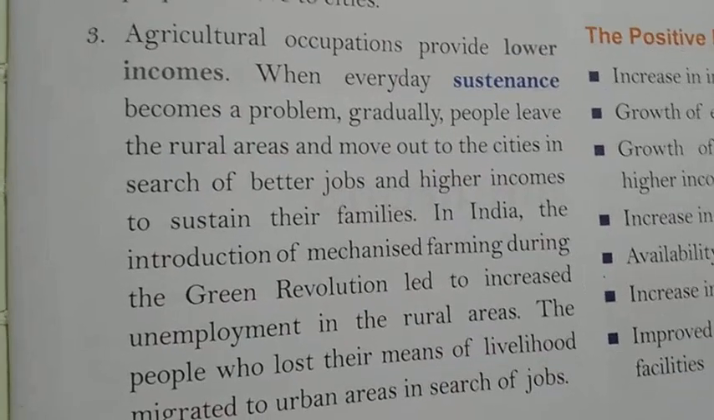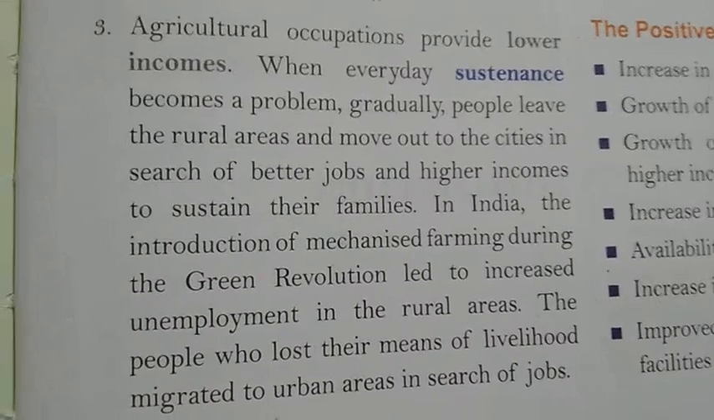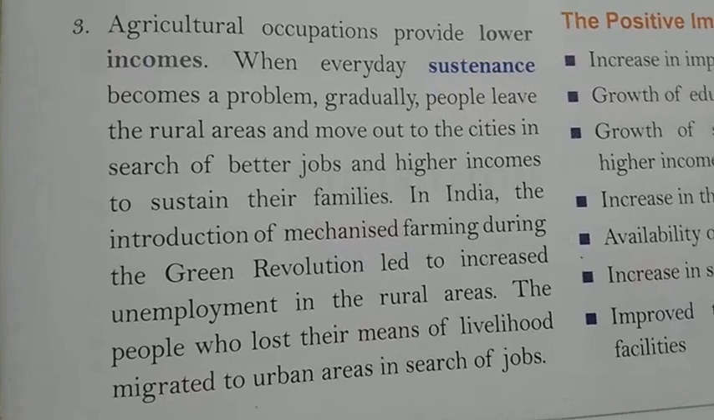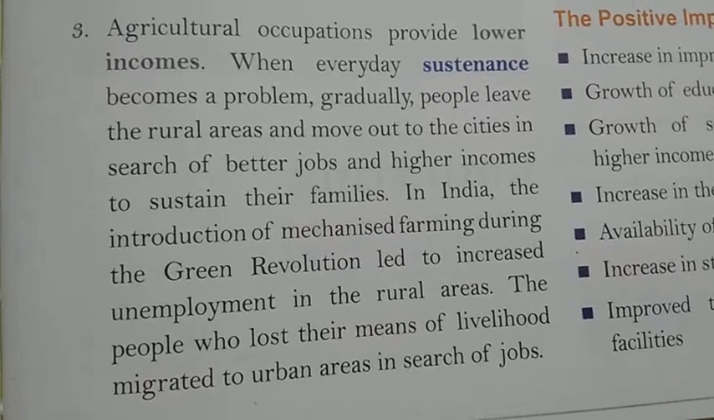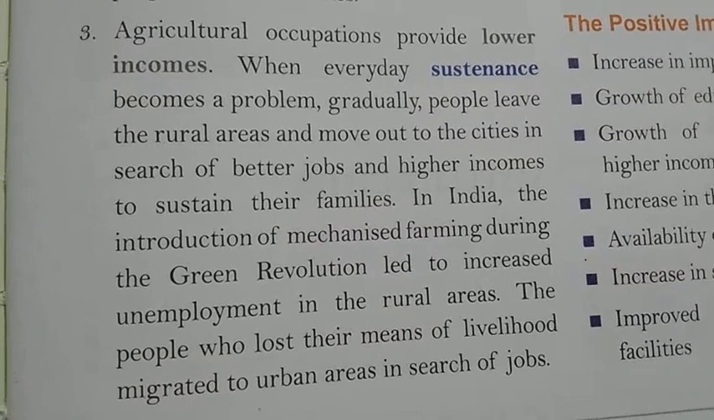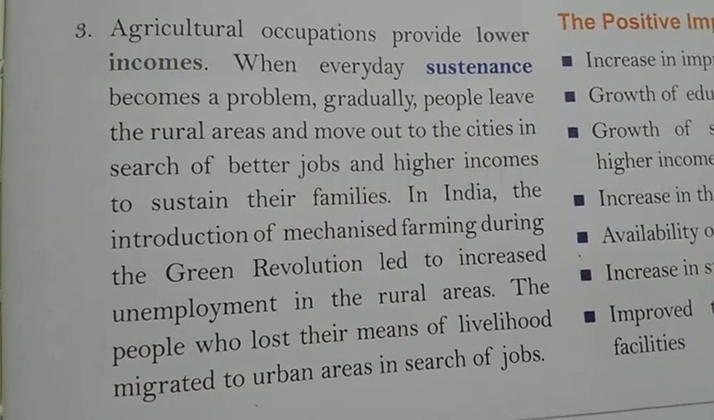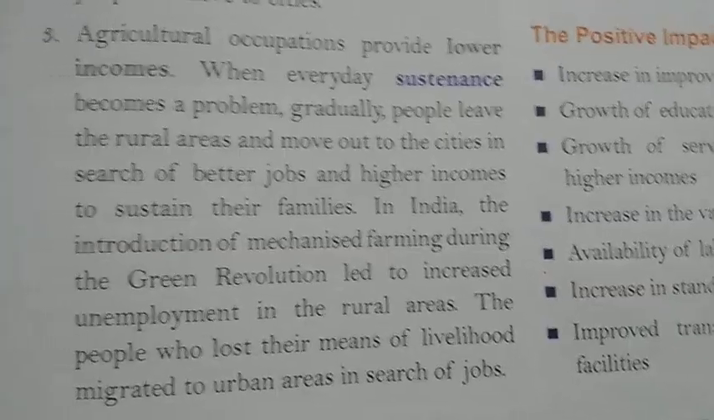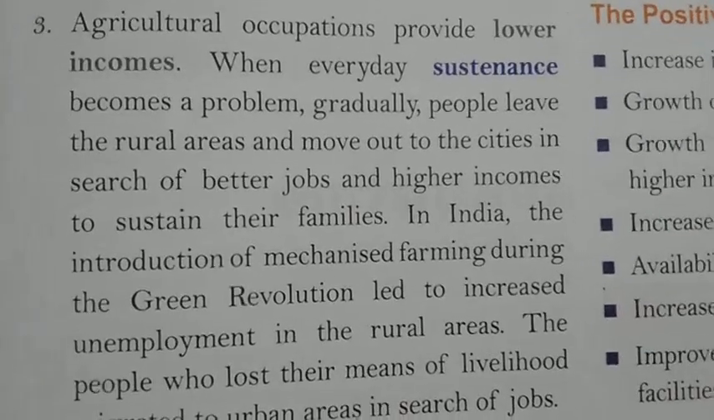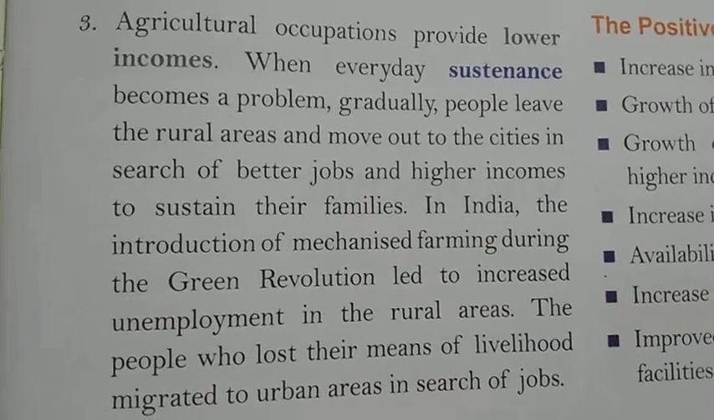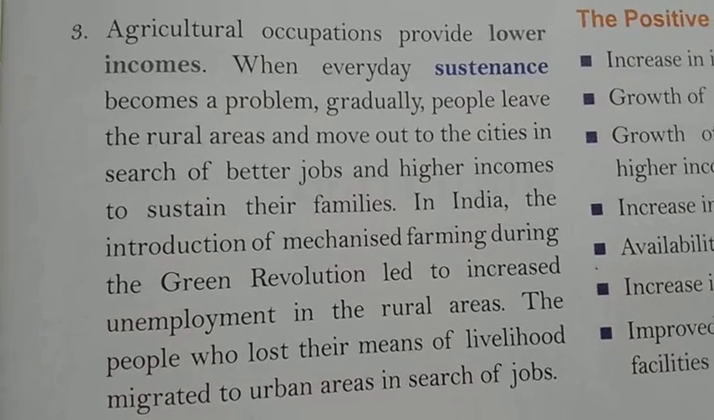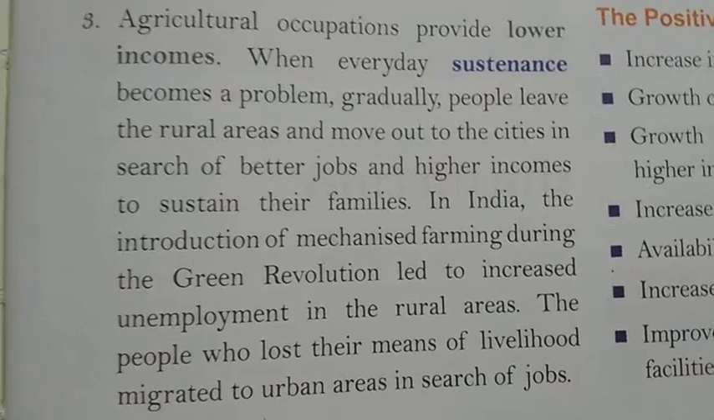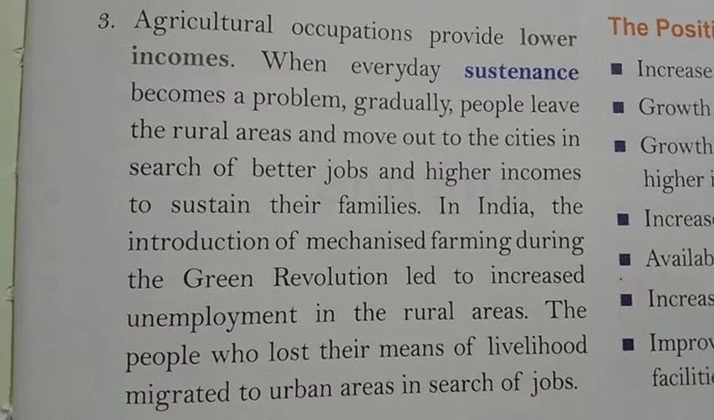Actually, agriculture related activities form a major part of occupation in rural areas. But such occupations provide lower incomes. The earnings from many of such jobs are not sufficient to support a good lifestyle. Besides, environmental factors like rains and drought also affect agriculture. So, people migrate to cities in search of better jobs and higher income to sustain their families.